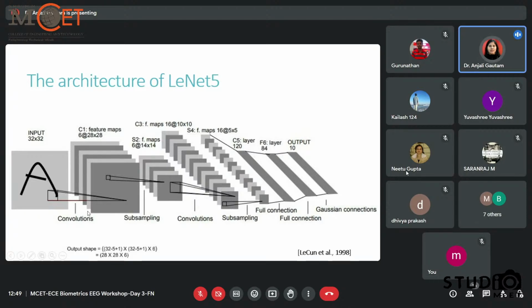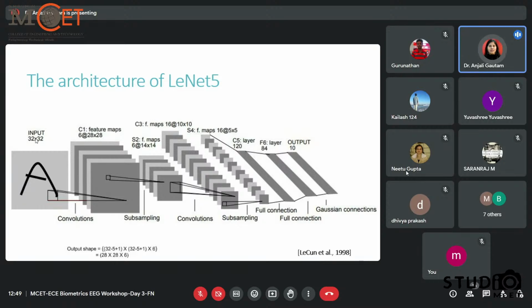Just see how many convolution layers they have: just two convolution layers. Then there is sampling, where nowadays we use ReLU, pooling and those things. At that time they used this, and they also used fully connected layers.